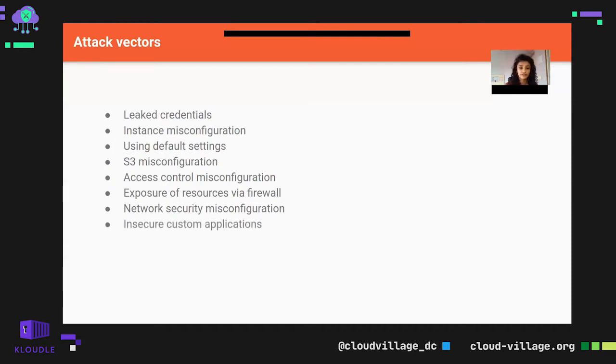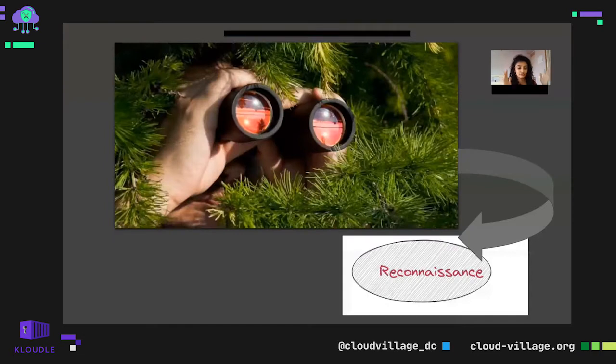Insecure custom application. If the web application hosted on EC2 is not properly configured, or it's vulnerable to SSRF or LFI, then it's again an issue, because an attacker can get access to your AWS credentials. So you know that these are the possible attack vectors.